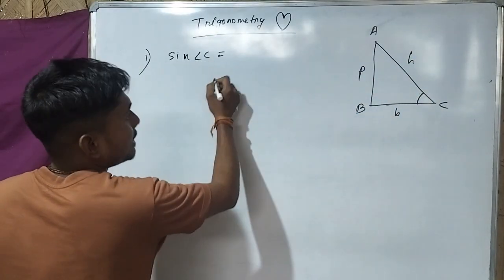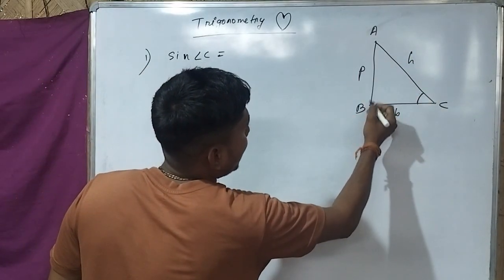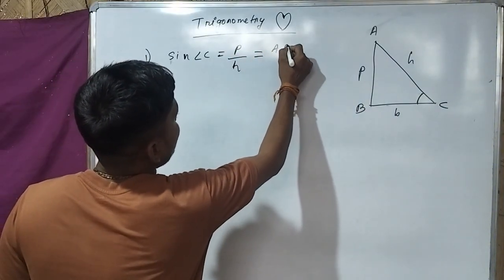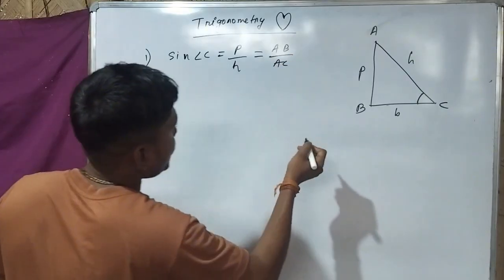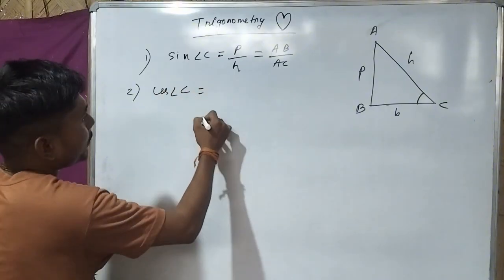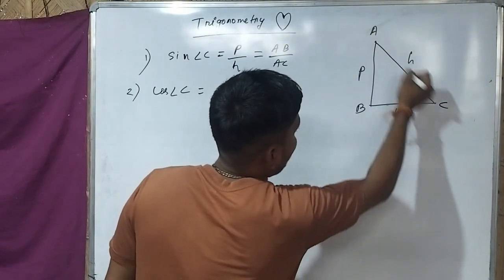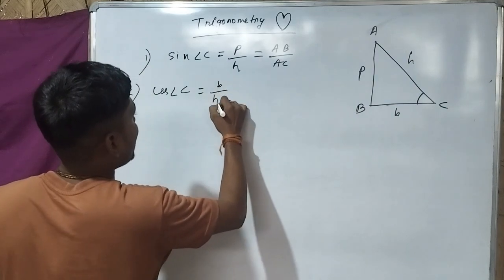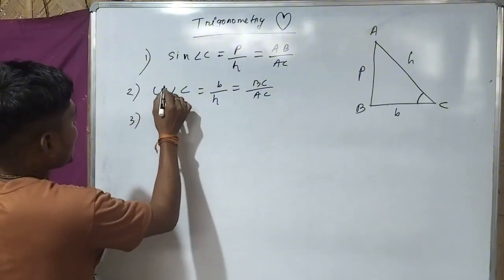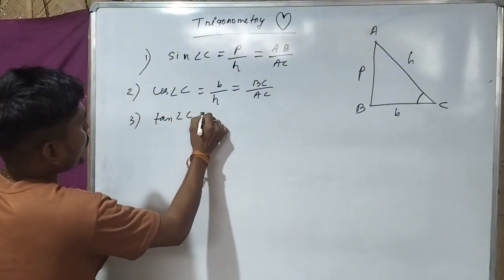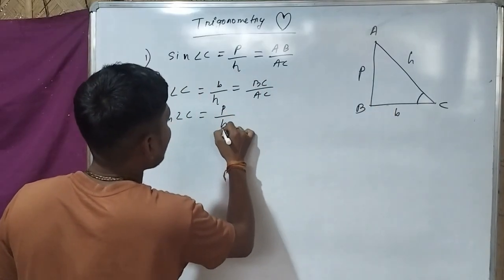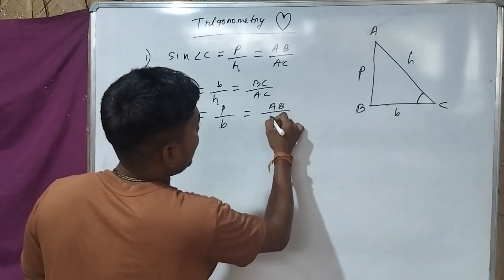So sine of angle C will be how much? Perpendicular by hypotenuse, that is AB by AC. In this way we have learned. Number 2, cos of angle C is base by hypotenuse, that is BC by AC. Number 3, tan of angle C is perpendicular by base, that is AB by BC.